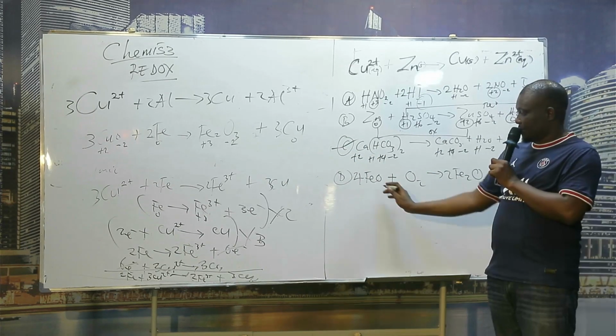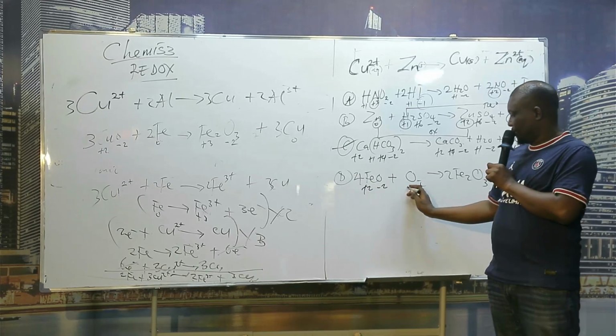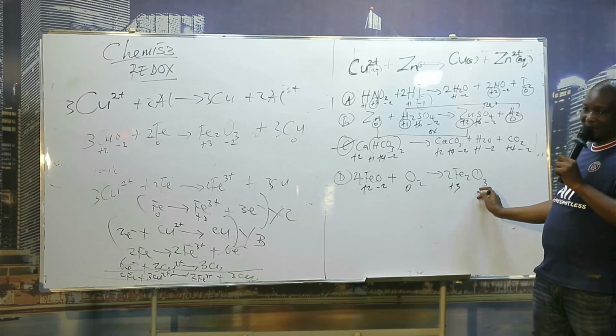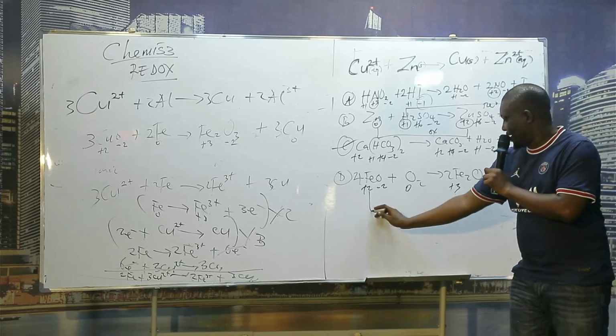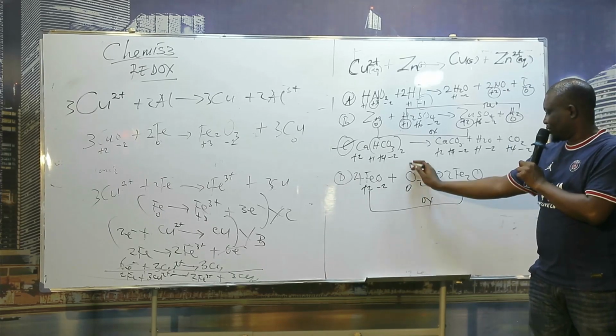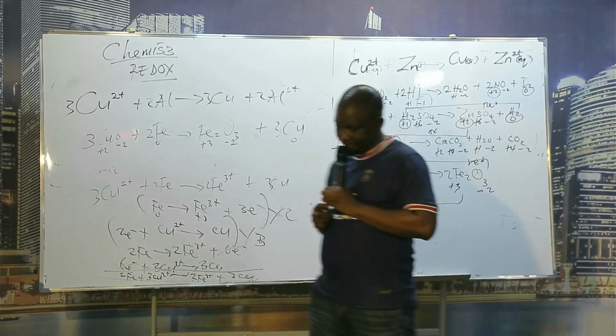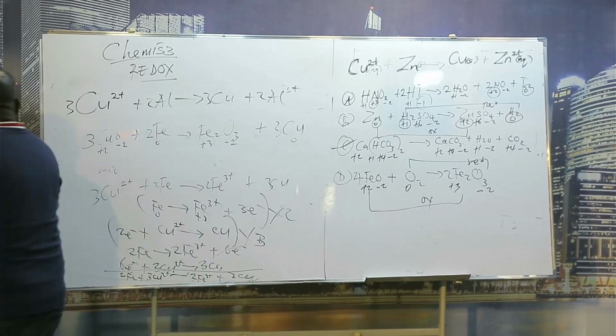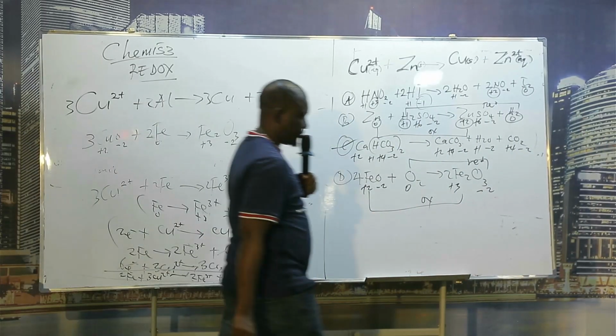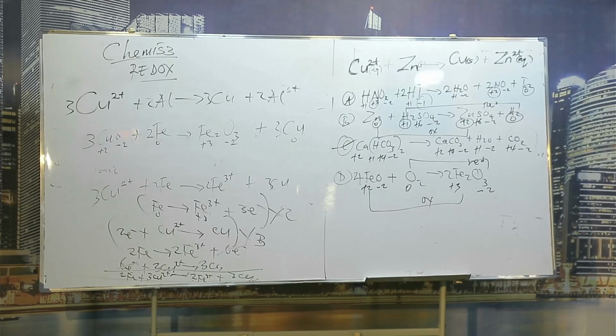Check if this one is redox. Minus 2, plus 2, 0, plus 3, minus 2. From here to here is oxidation. From here to here is what? Reduction. That's what I say. Take it down. Okay.